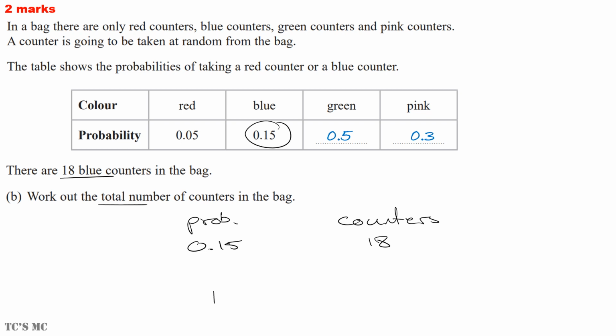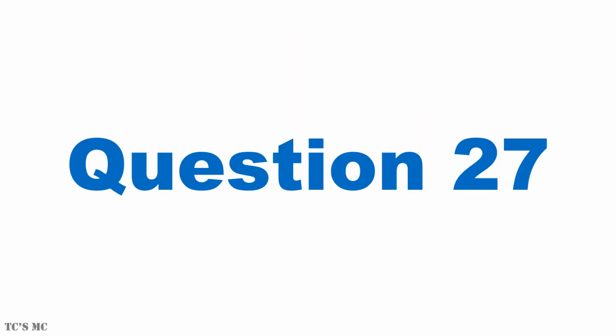To go from 0.15 to 1, we can divide it by itself. Anything divided by itself is 1. We must do the same on the other side. And now we have 1 mark. The answer is then 120, and that is our second mark.